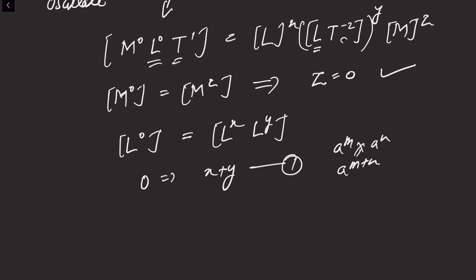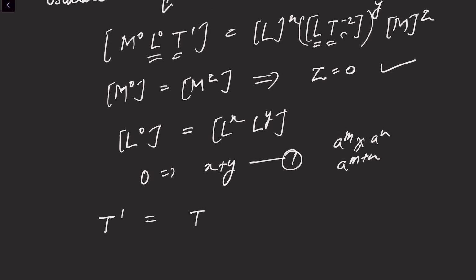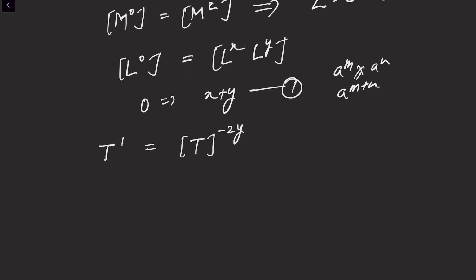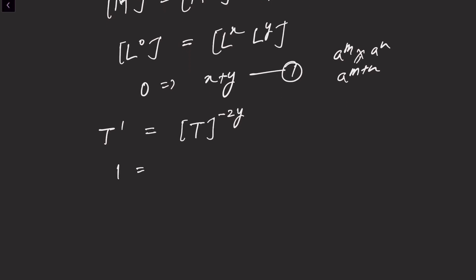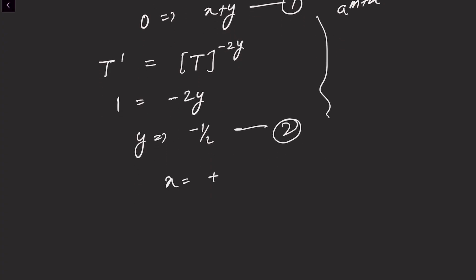Now let us go for considering the dimensions of T. So here T to the power 1 on the left side, and what is on the right hand side? T to the power minus 2y. Any other? No, no other T is there. So 1 equals minus 2y. So what is y? y is equal to minus 1 by 2. y equals minus 1 by 2. This is equation 2. So from 1 and 2, x is equal to plus 1 by 2.